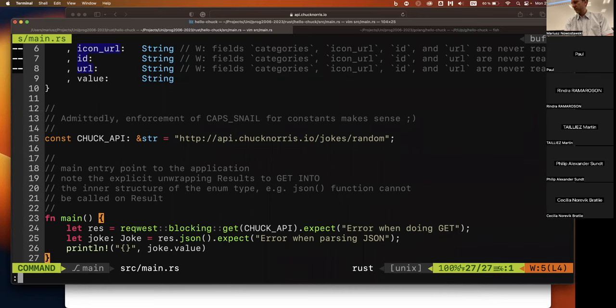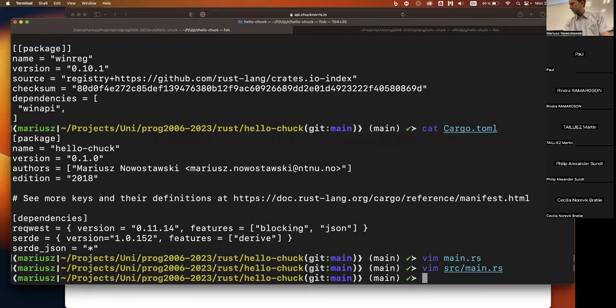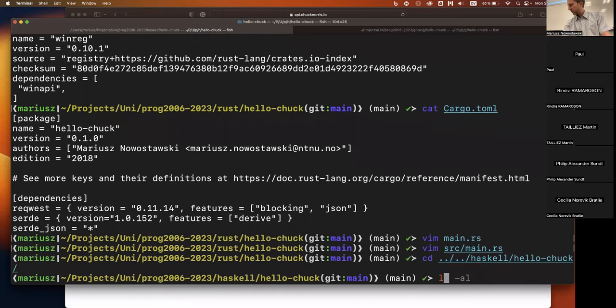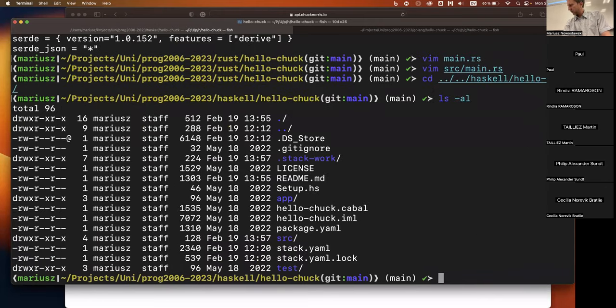All right, so then let's have a look into Haskell. So then if we go to Haskell, hello, check. All right, so first, let me just quickly check what the main is doing.